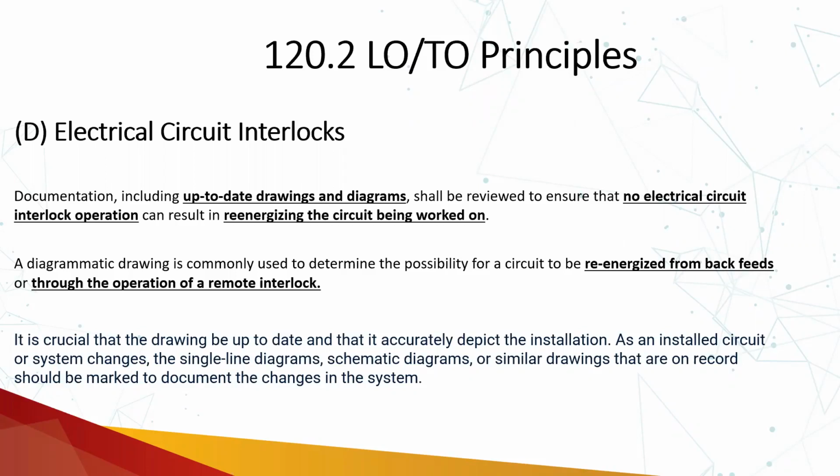So if we have up-to-date drawings and diagrams available, the qualified person will know about this, and will deactivate the interlocking operation for the duration of time in which he is performing the work. This interlock operation could be related to ATS operation, like automatic transfer switches. Those will also be covered in this interlock operation. A diagrammatic drawing is commonly used to determine the possibility of a circuit being re-energized from backfeeds or through the operation of the remote interlock.